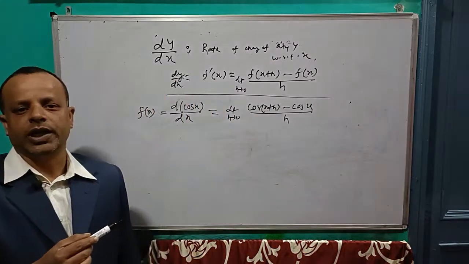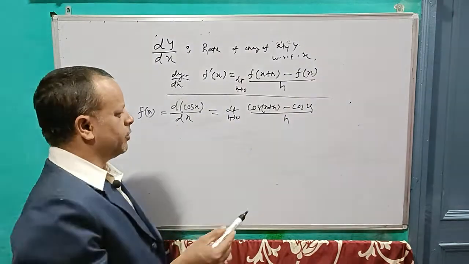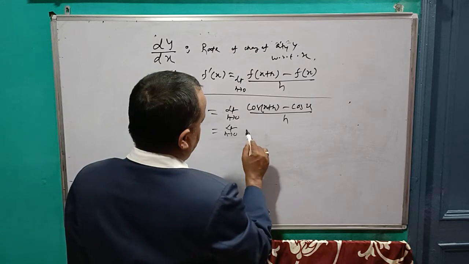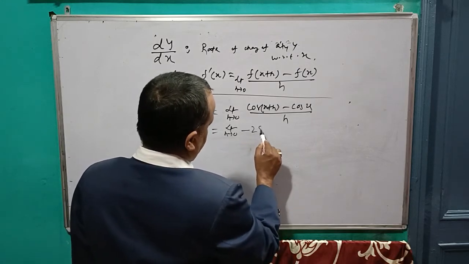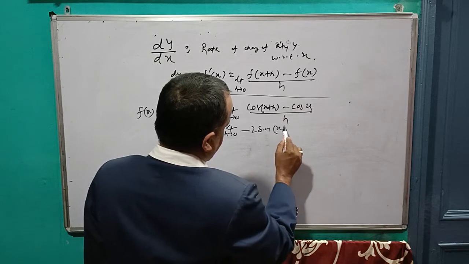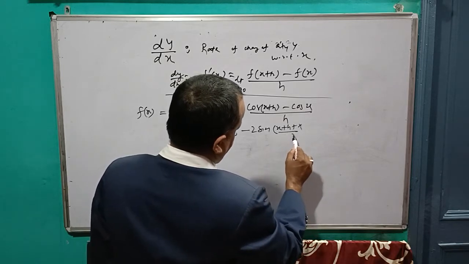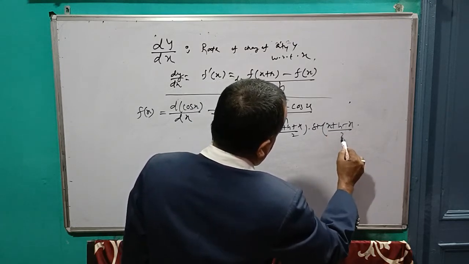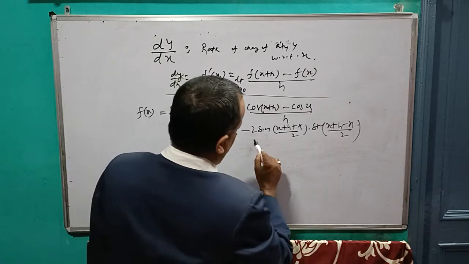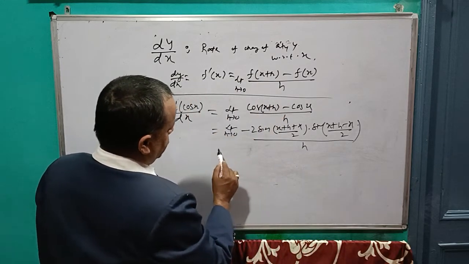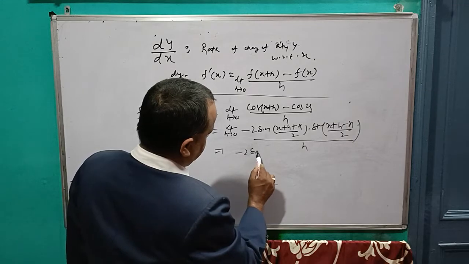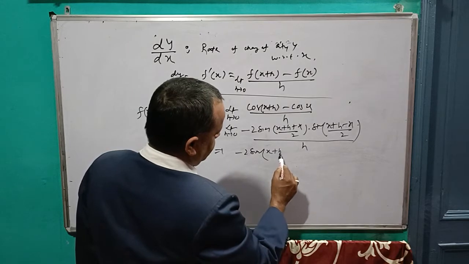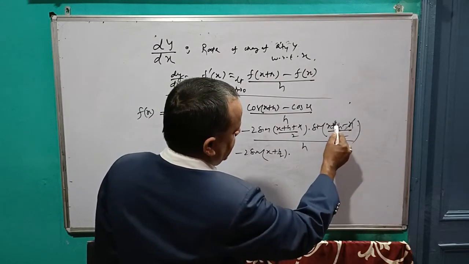Again, over here we'll utilize the trigonometric formula. It says that cos c minus cos d is minus 2 sin c plus d by 2 into sin c minus d by 2, and upon h. Over here limit h to 0, this becomes 2 sin x plus x, 2x divided by 2 is x. Over here this is h by 2. This gets cancelled out.